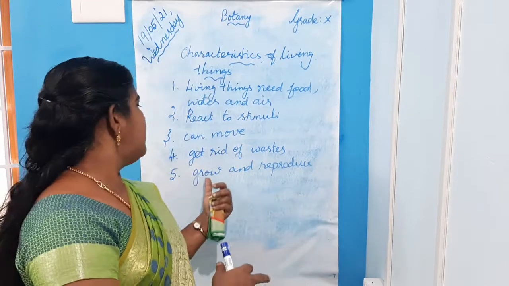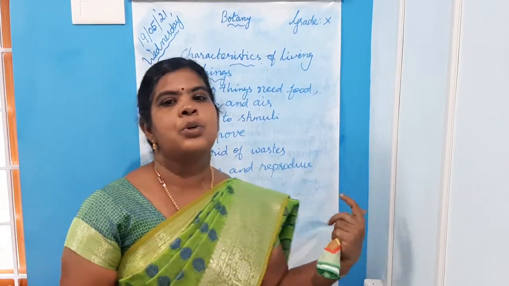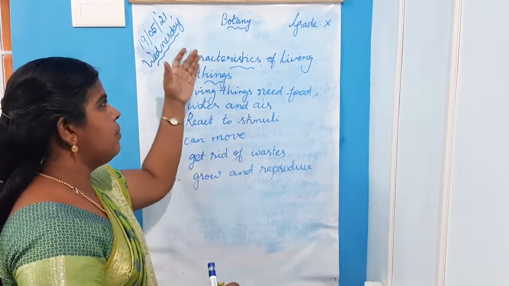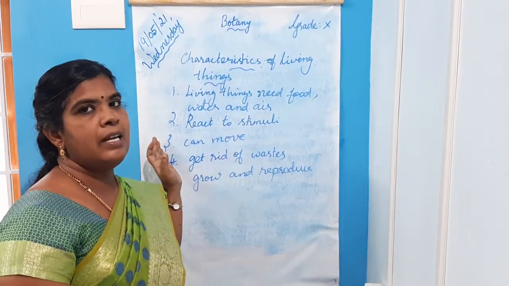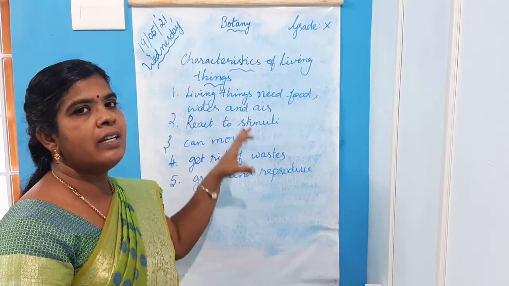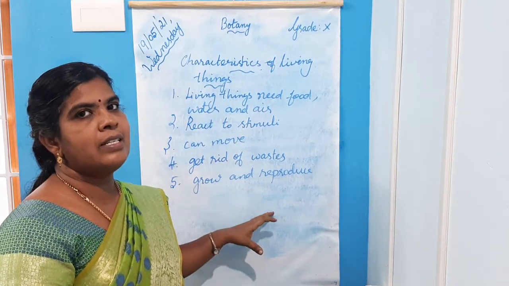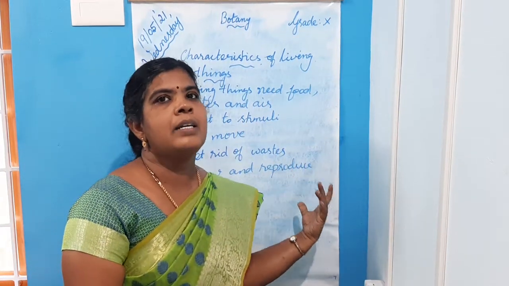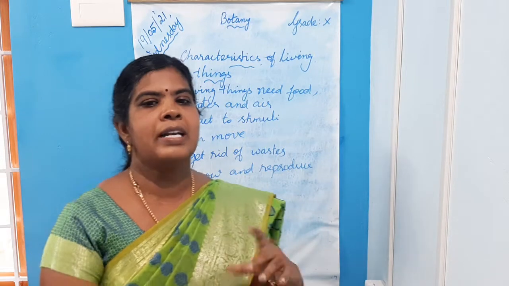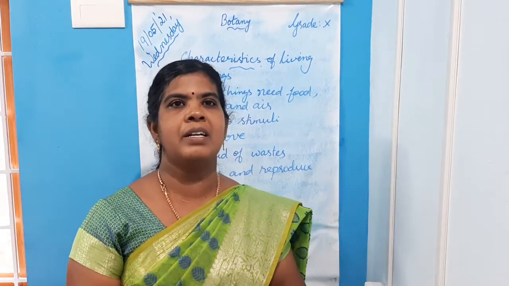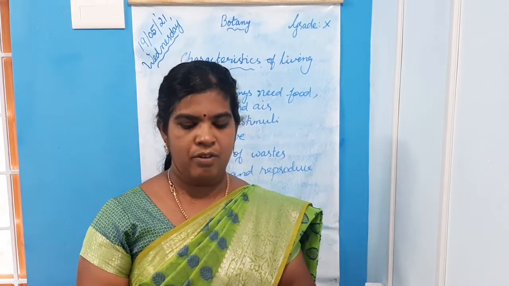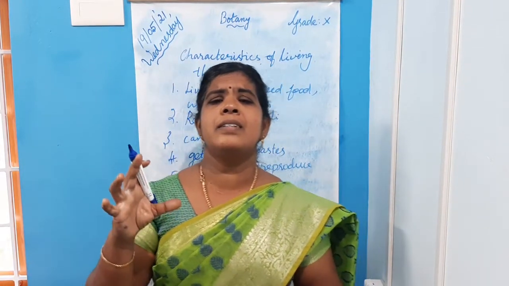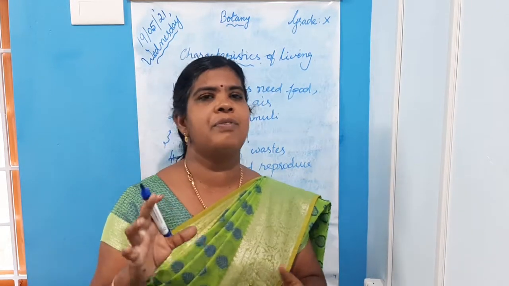Now, fifth one is living things can grow and reproduce. These are the important characteristic features of living things. But non-living things cannot do anything. Now, living things can grow and reproduce. You have already learnt that the flower is the reproductive organ of a flowering plant.